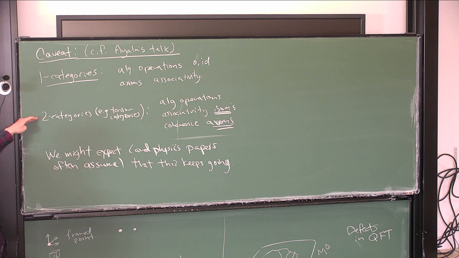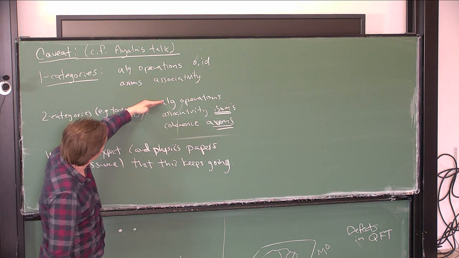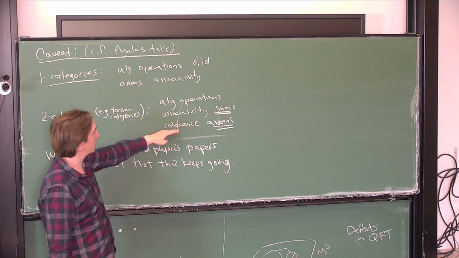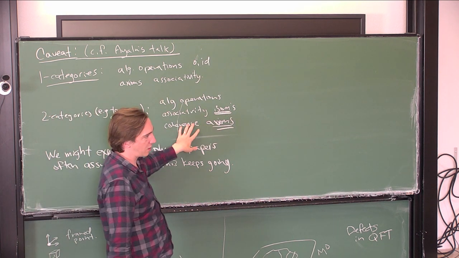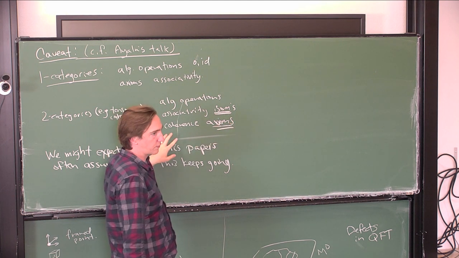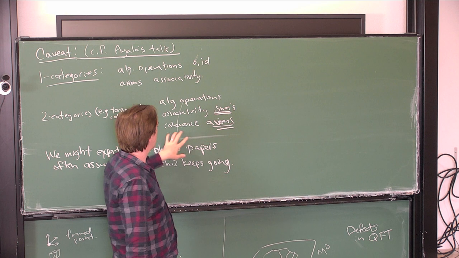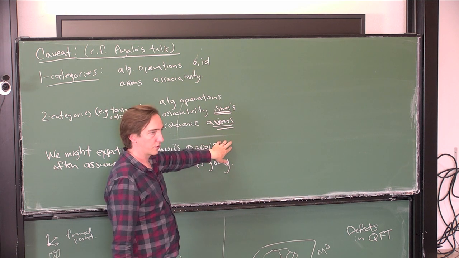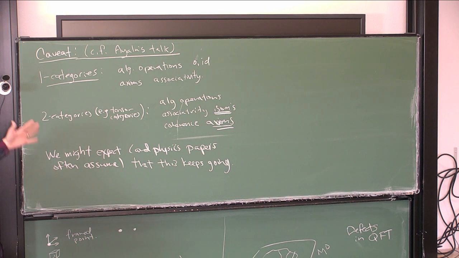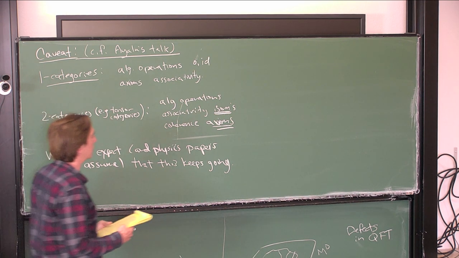That is now a three category. It should have some algebraic operations. There should be some associativity isomorphisms. Those should have some coherences, which are not axioms now, but some further isomorphisms that you satisfy. And then those need to satisfy some axioms of coherence. And then you might imagine that you just keep going and going in this way, and that for any dimension you want to get to, you can eventually.